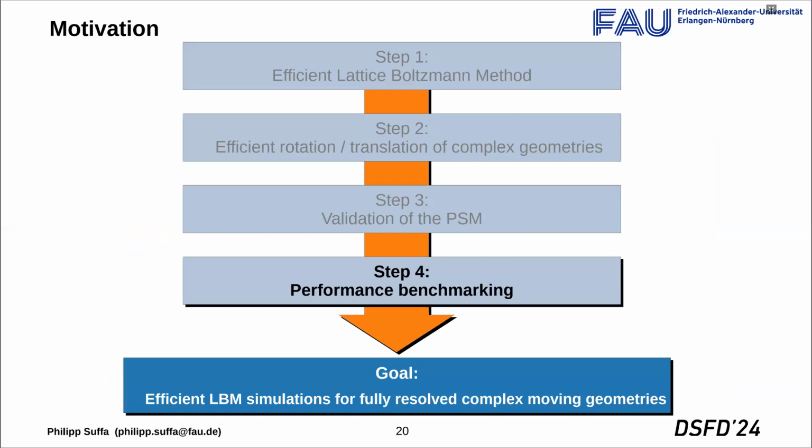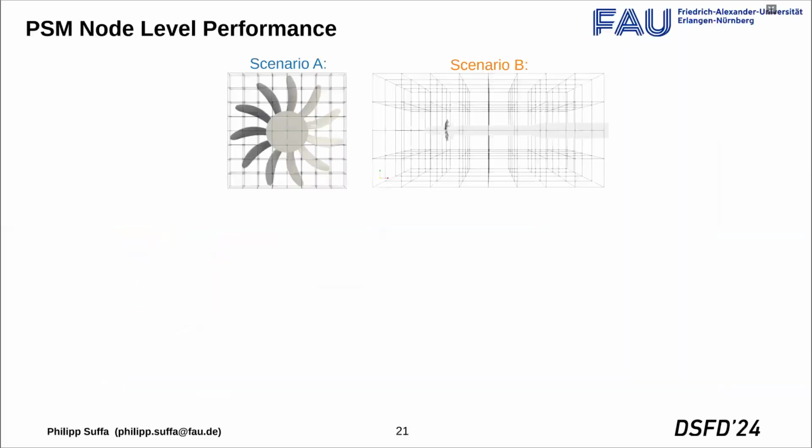And lastly, we want to look at some performance benchmarking. So we tested 2 scenarios. One scenario is one rotor of the counter-rotating open rotor geometry, and the second scenario is the full geometry of the counter-rotating open rotor. So that means there's a bit of a worst case scenario here, because there are a lot of boundary sites rotating over the whole domain, and this is only a rotation in a very small part of the domain.